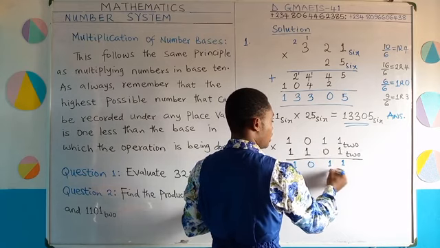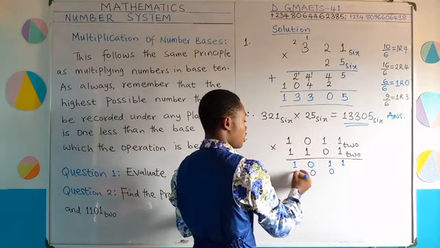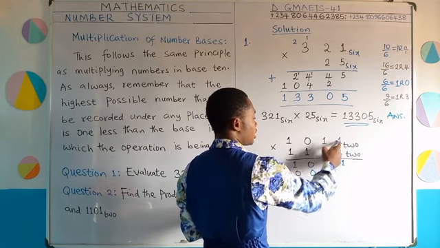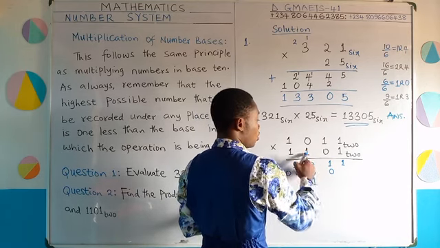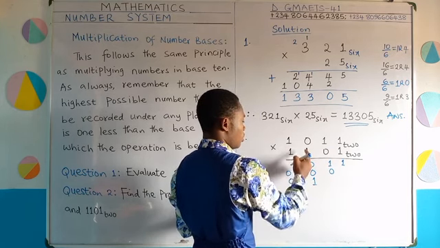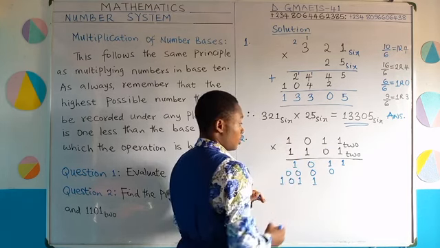0 times 1 is 0. Another one is 0. 0 times 0 here is 0. 0 times this is 0. Then next you have 1. 1 times 1 is 1. 1 times 1 again is 1. And then 1 times 0 is 0. 1 times 1 is 1. We are done with this.